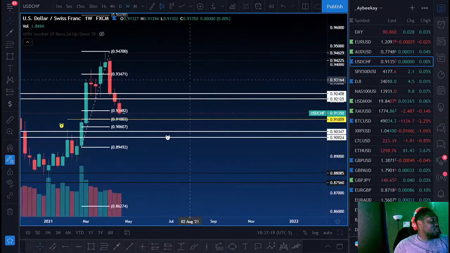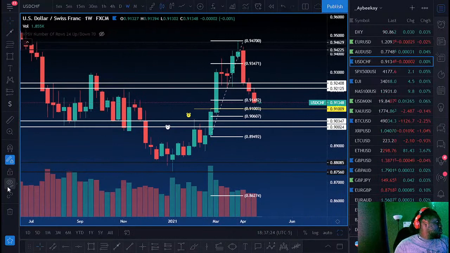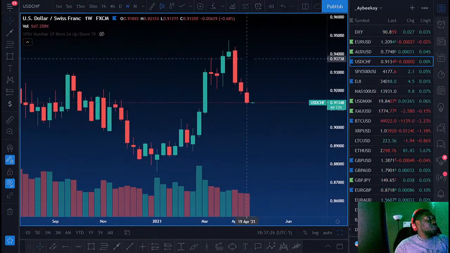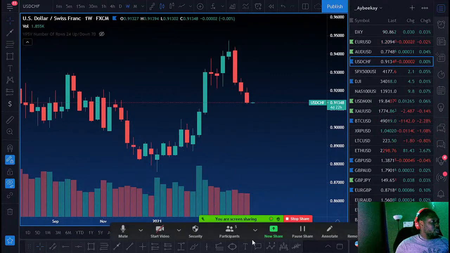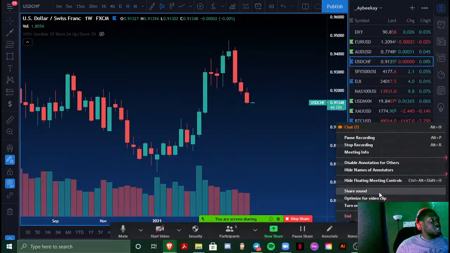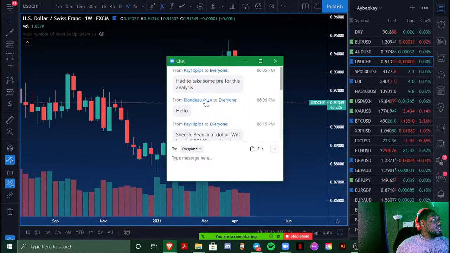Weekly time frame, I'd even look at it. Let me close it off. Kind of the same thing with EURUSD, I'm not really in love with. Let me grab a... Oh, chat is buzzing. My bad. Let me see.